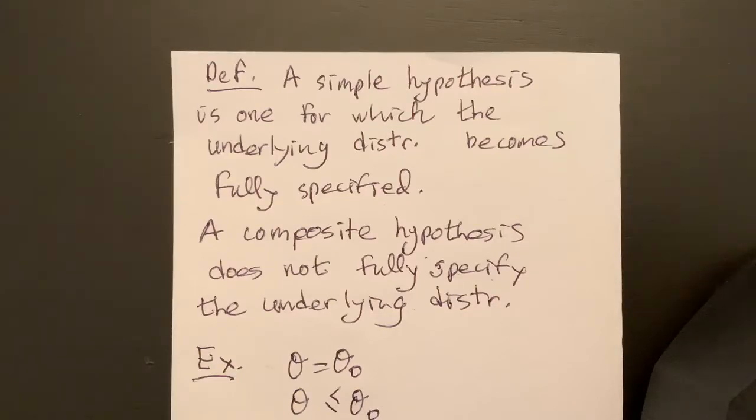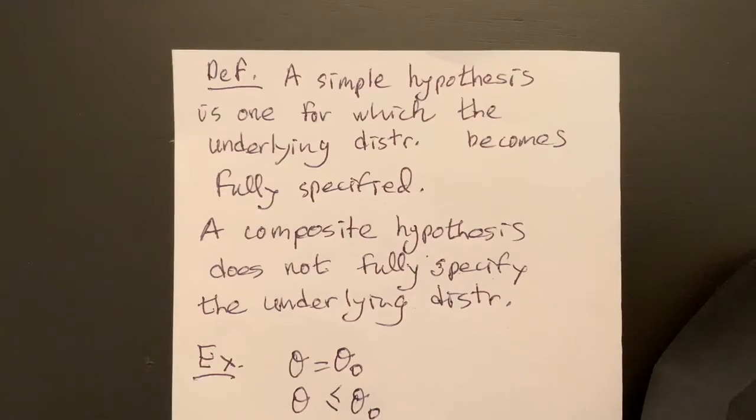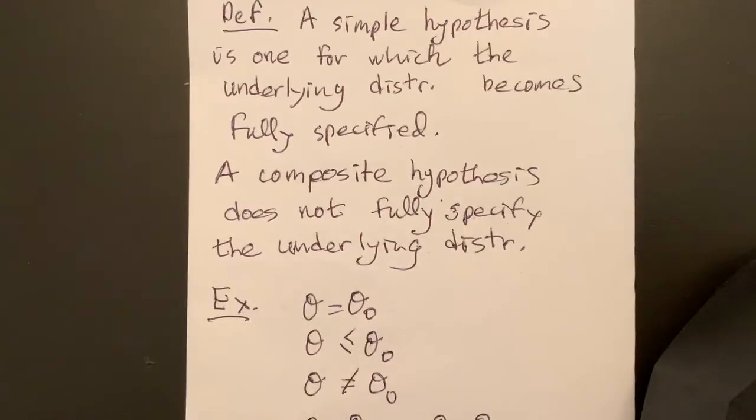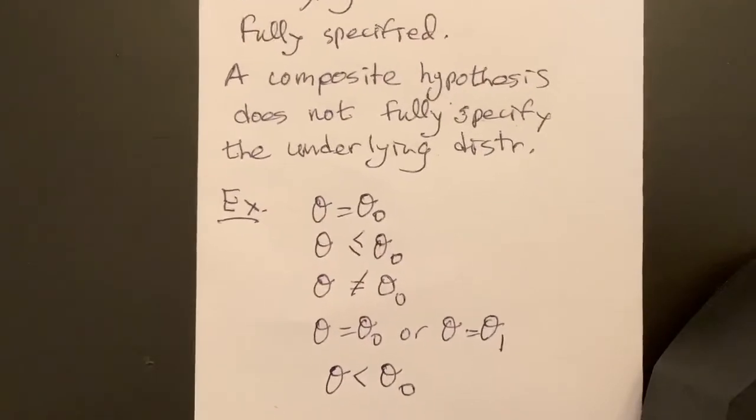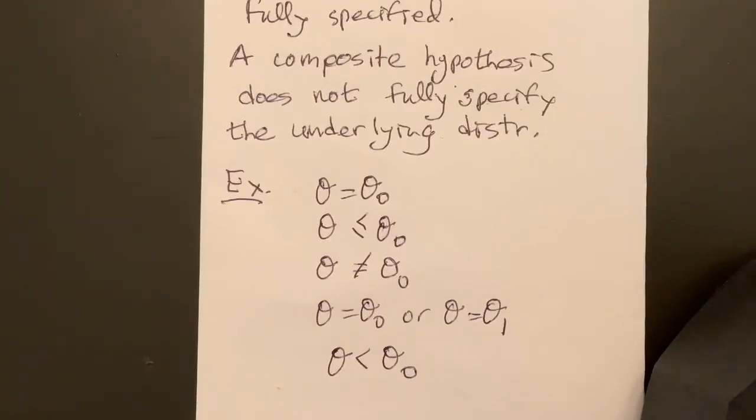A simple hypothesis is one for which the underlying distribution becomes fully specified under it, and a composite hypothesis is not a simple one. Under a composite hypothesis, you don't fully specify the underlying distribution. So, I have 5 examples. Which ones are simple?